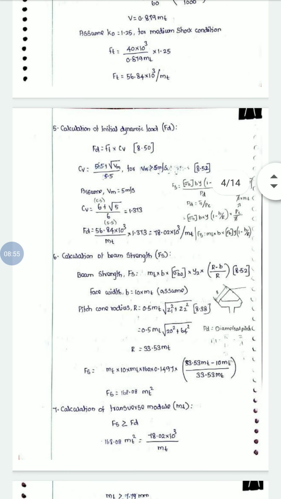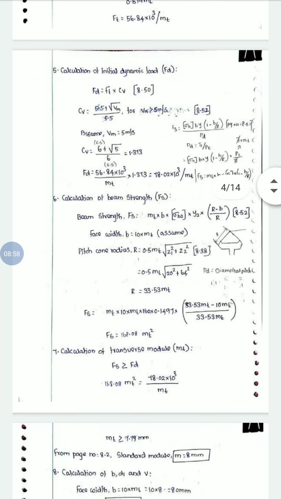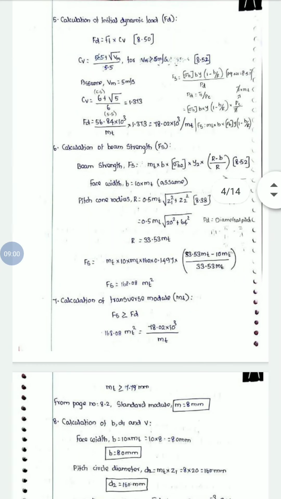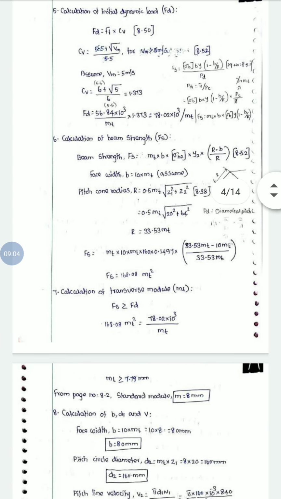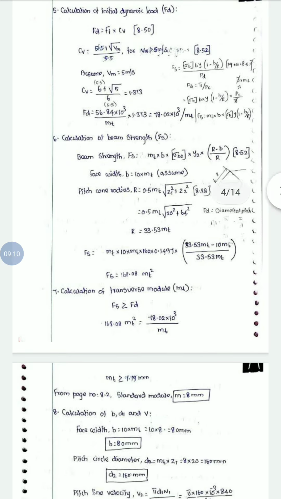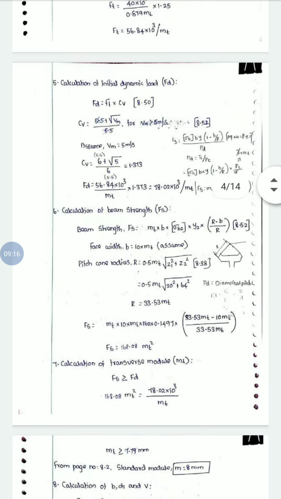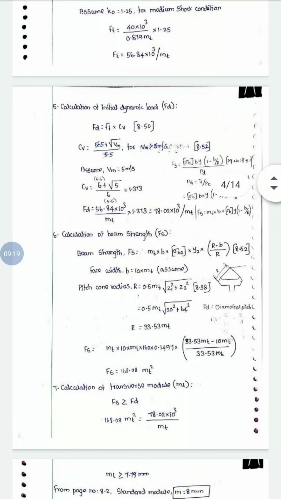And the next, the fifth step, is calculation of initial dynamic load. The initial dynamic load Fd is equal to Ft into Cv. The formulas are in the data book, page number 8.50. For that we have to find Ft, and already we have found the Ft value. Now we have to find the Cv.